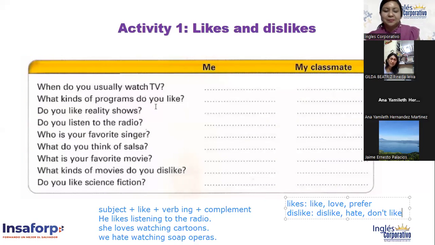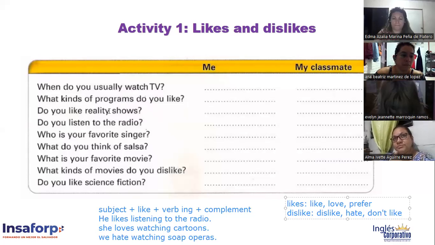So I'm gonna ask some people. Let me see. Ana Yamile Hernandez, when do you usually watch TV? Well, maybe she's not there. Ana Beatriz, when do you usually watch TV? I usually watch TV at night. Okay. And your classmate? My classmate, she watched TV in the morning. She watches TV in the morning.